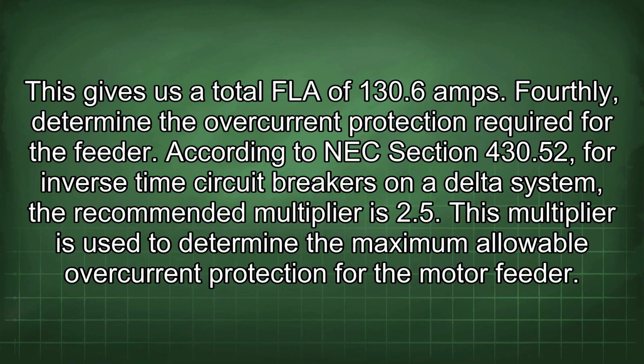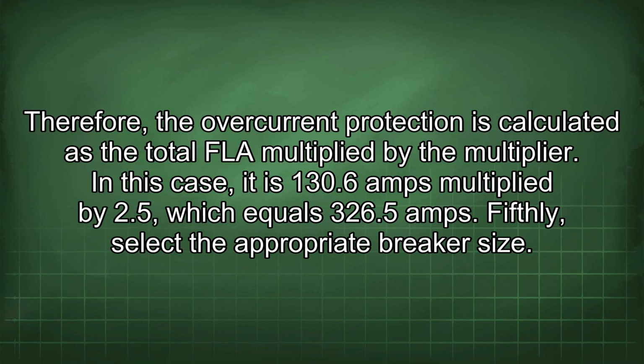According to NEC Section 430.52, for inverse time circuit breakers on a delta system, the recommended multiplier is 2.5. This multiplier is used to determine the maximum allowable overcurrent protection for the motor feeder. Therefore, the overcurrent protection is calculated as the total FLA multiplied by the multiplier. In this case, it is 130.6 amps multiplied by 2.5, which equals 326.5 amps. Fifthly, select the appropriate breaker size.